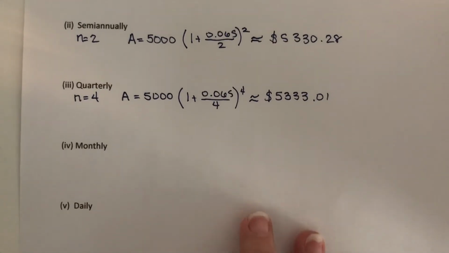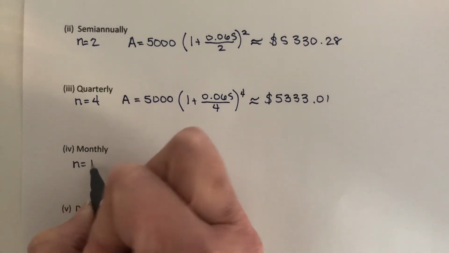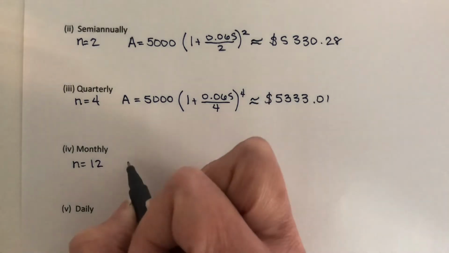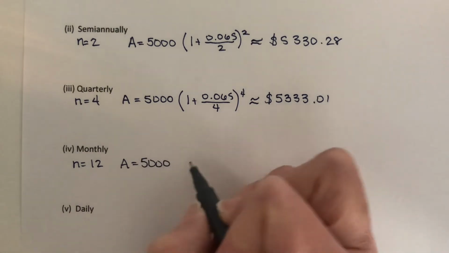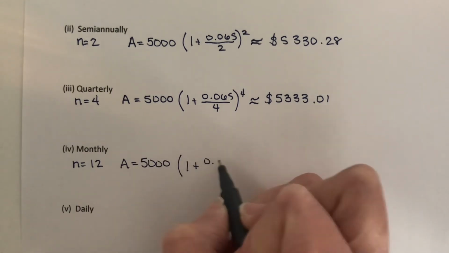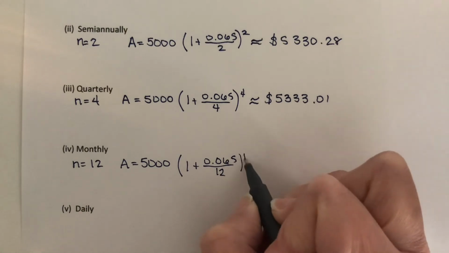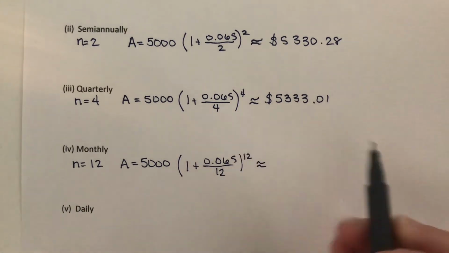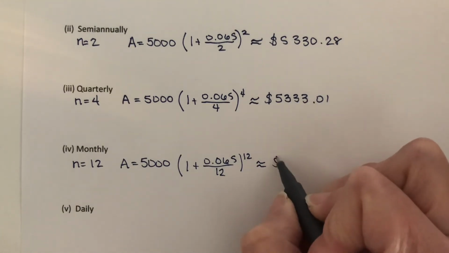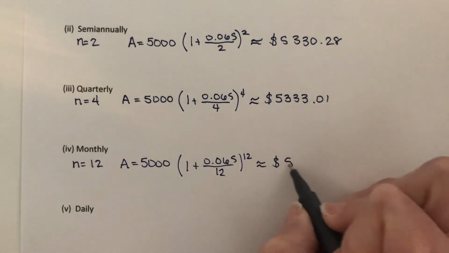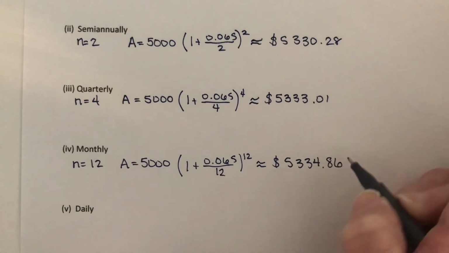Okay. Now let's compound monthly. So my n value is 12. A is going to equal 5,000 times 1 plus 0.065 divided by 12 to the 12th power. And again, I should be getting an answer more than this. And this is $5,334.86.